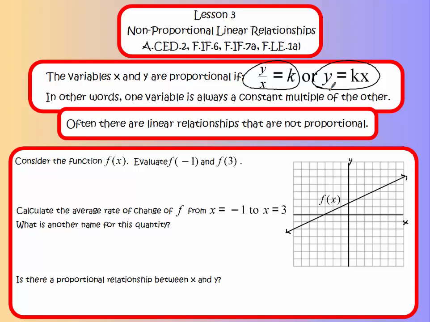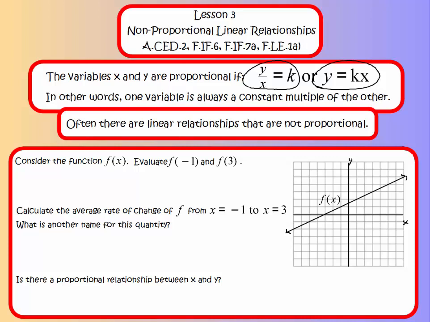Otherwise, it won't be. Okay, so as you might imagine, only a few lines would ever go through the origin, but countless lines will go through other points and not through the origin. So this is going to be more often the case, actually, that a line does not go through the origin. So let's take a look here at our first problem.